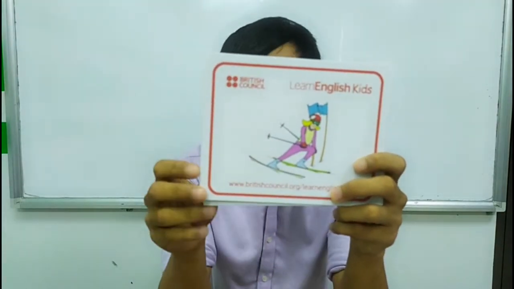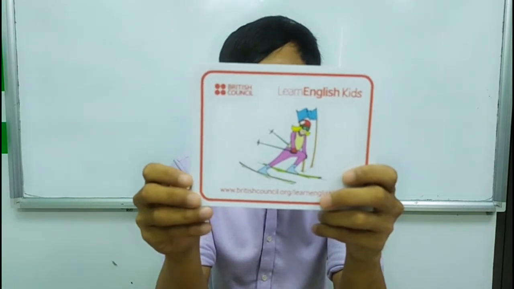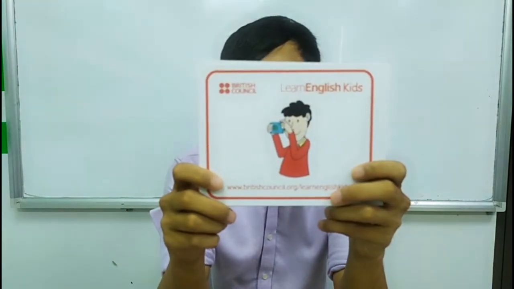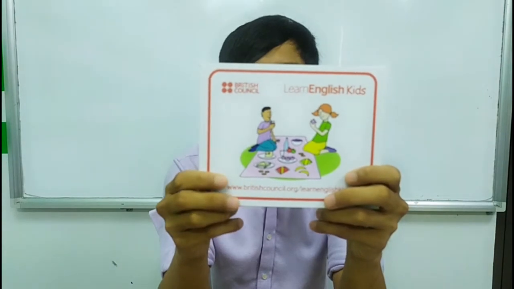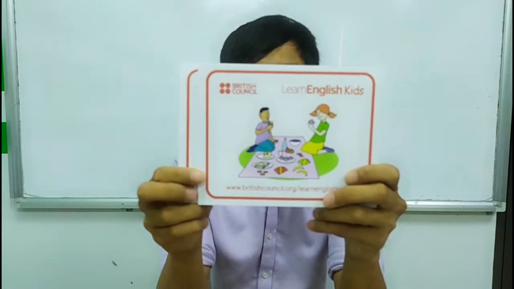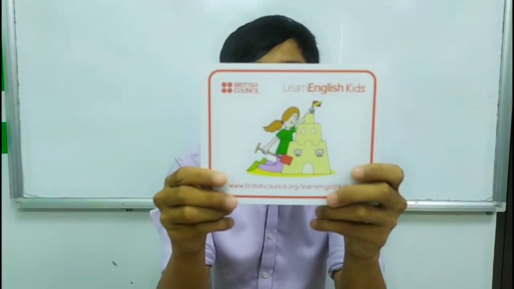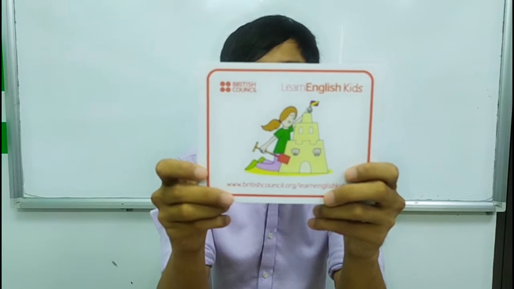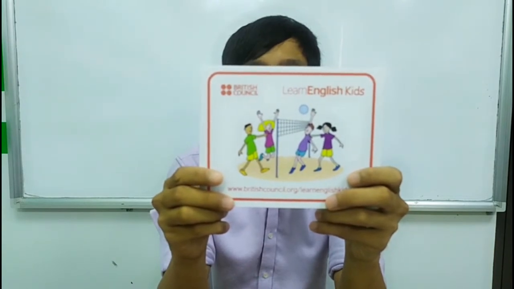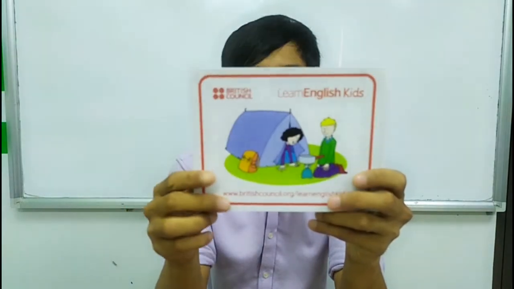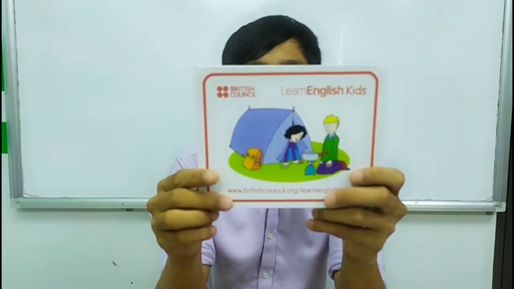Now let's try to review each word. So let's start with this one. Okay, this is go skiing. Take photos. Have a picnic. Make sandcastles. Play beach volleyball. Go camping. Okay, now I want to ask you some questions.